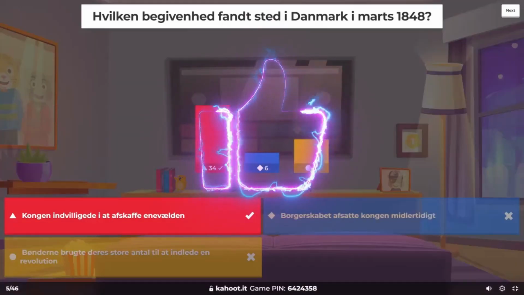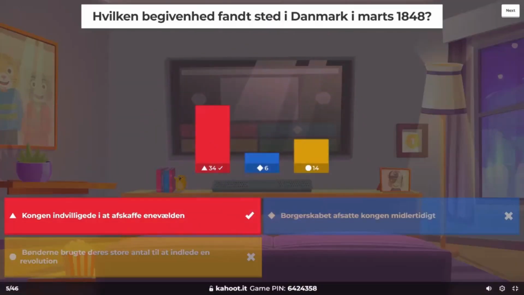All right, so 1848. The year before the Constitution was signed, the king decided to scrap the absolute monarchy system. 20 people got this wrong. This is a new question. I think, has it shown up before? I don't think so. But anyway, now you know what you don't know.